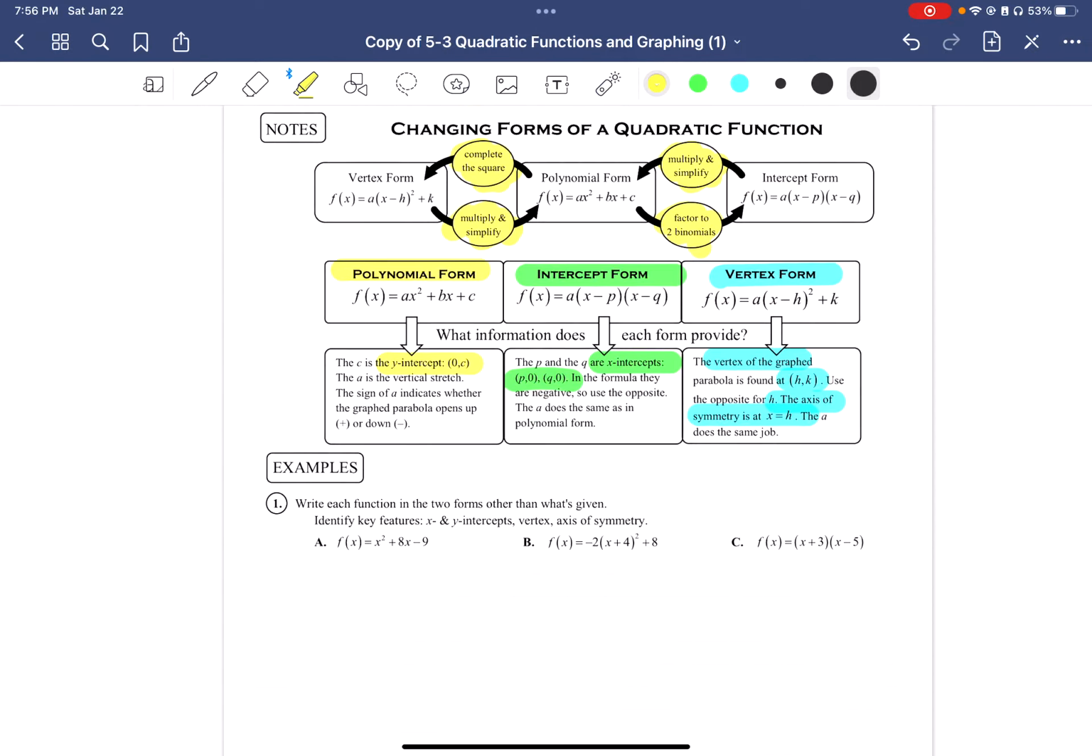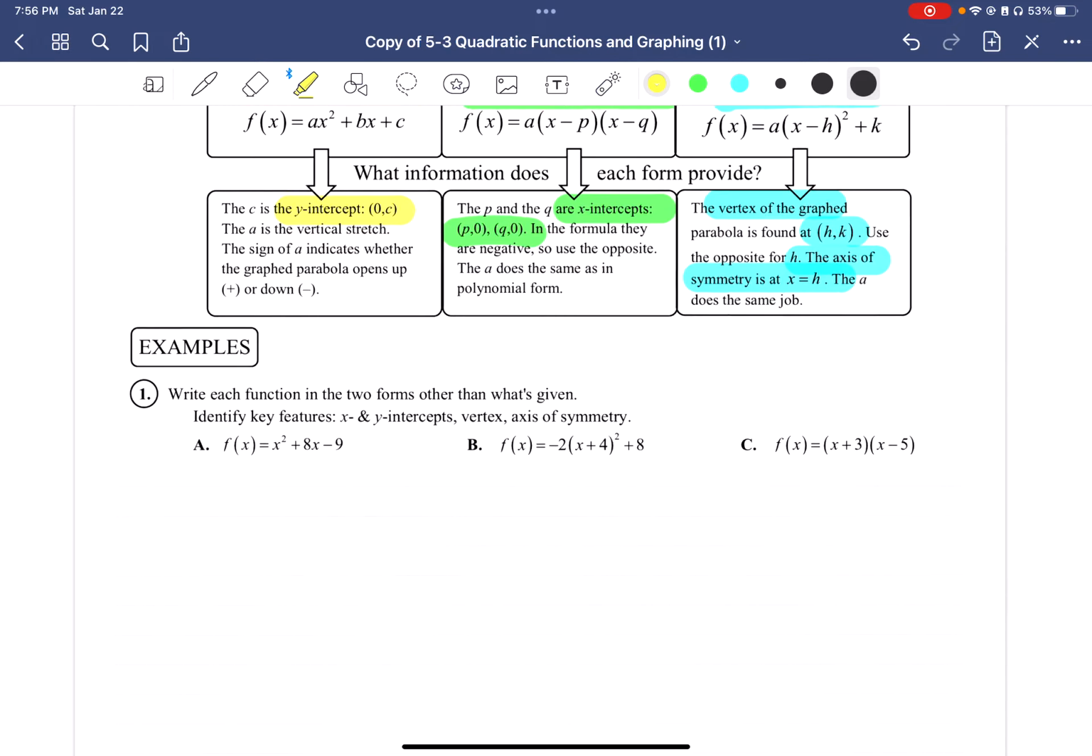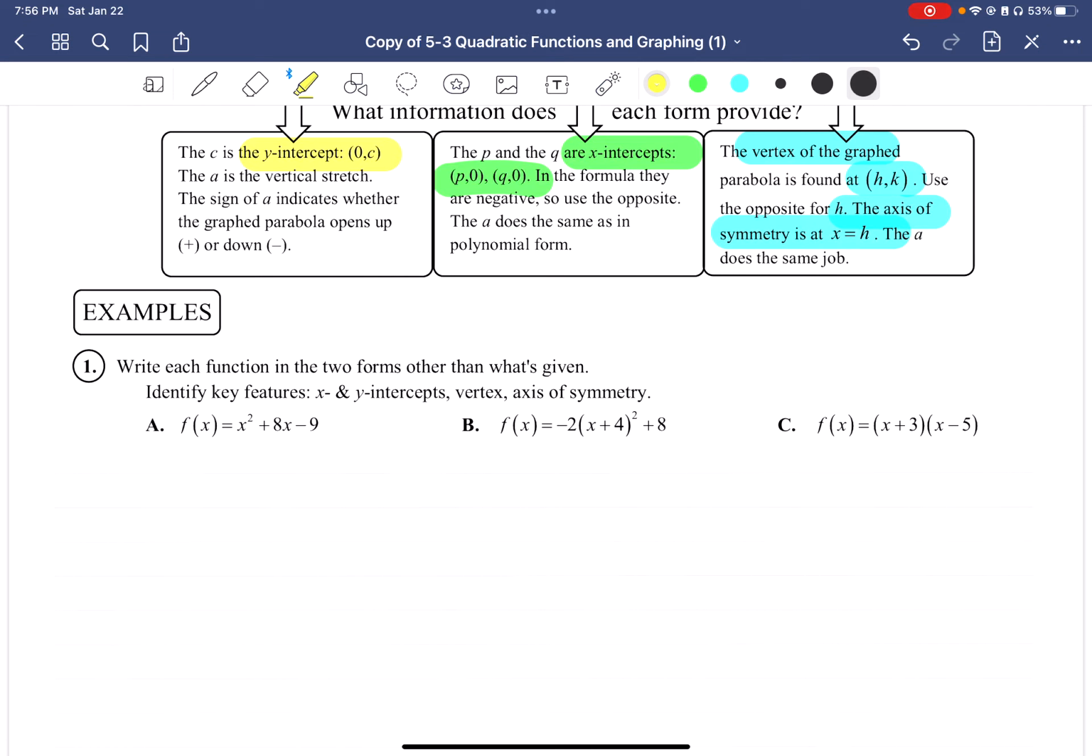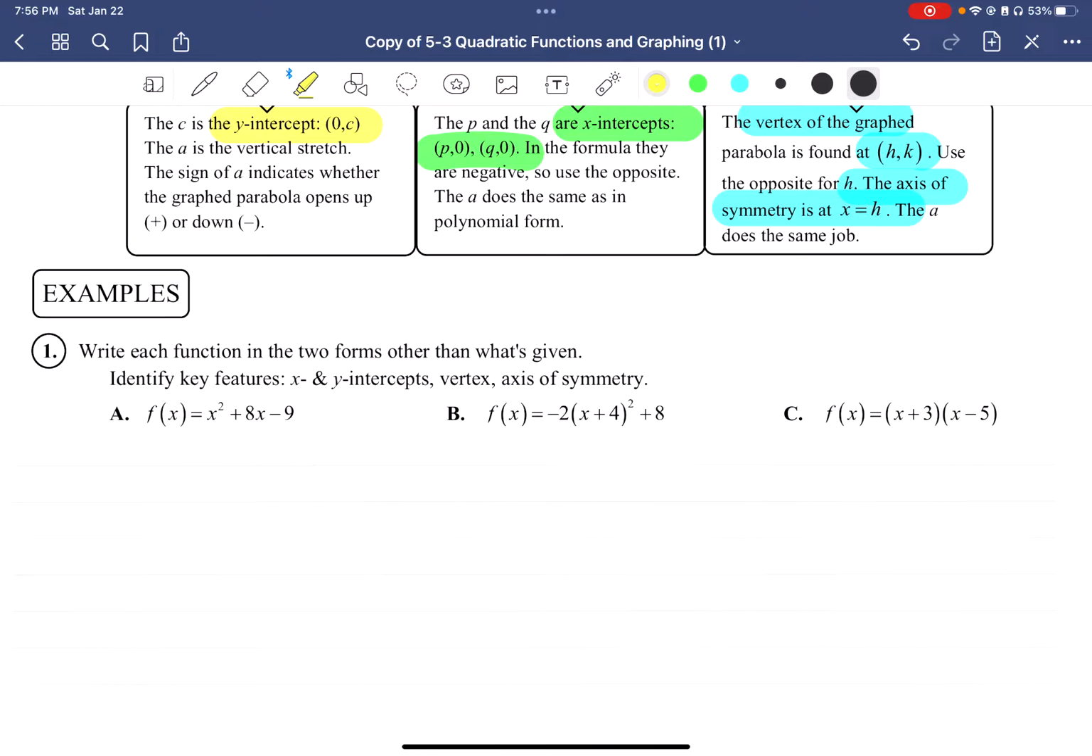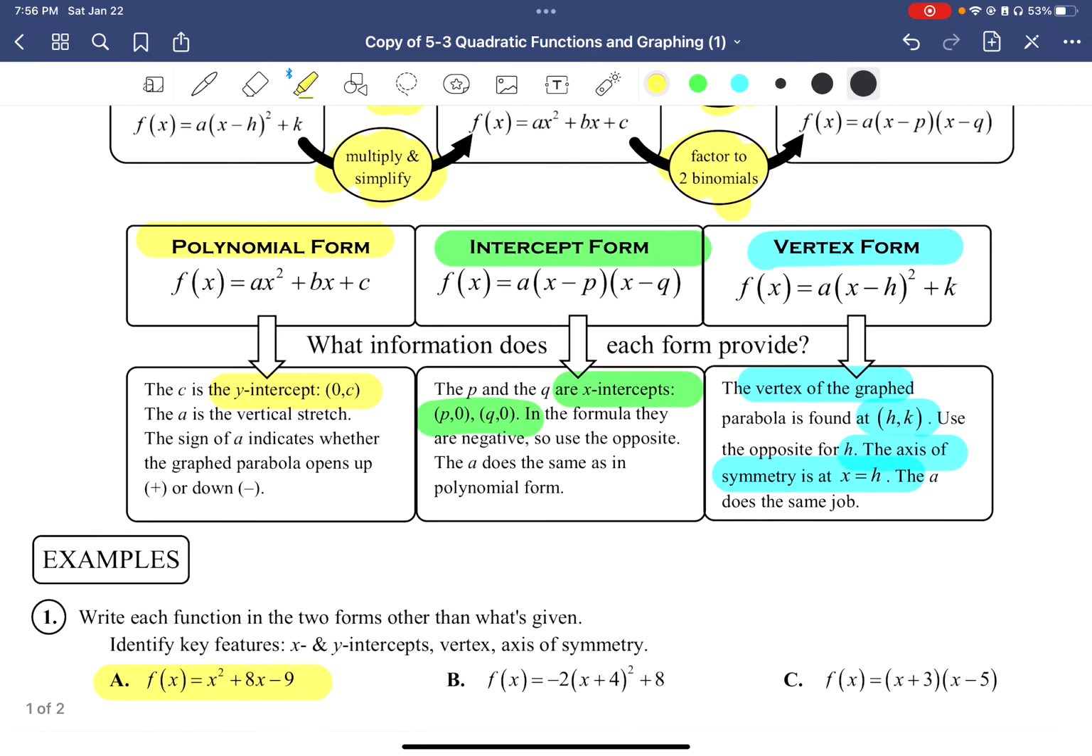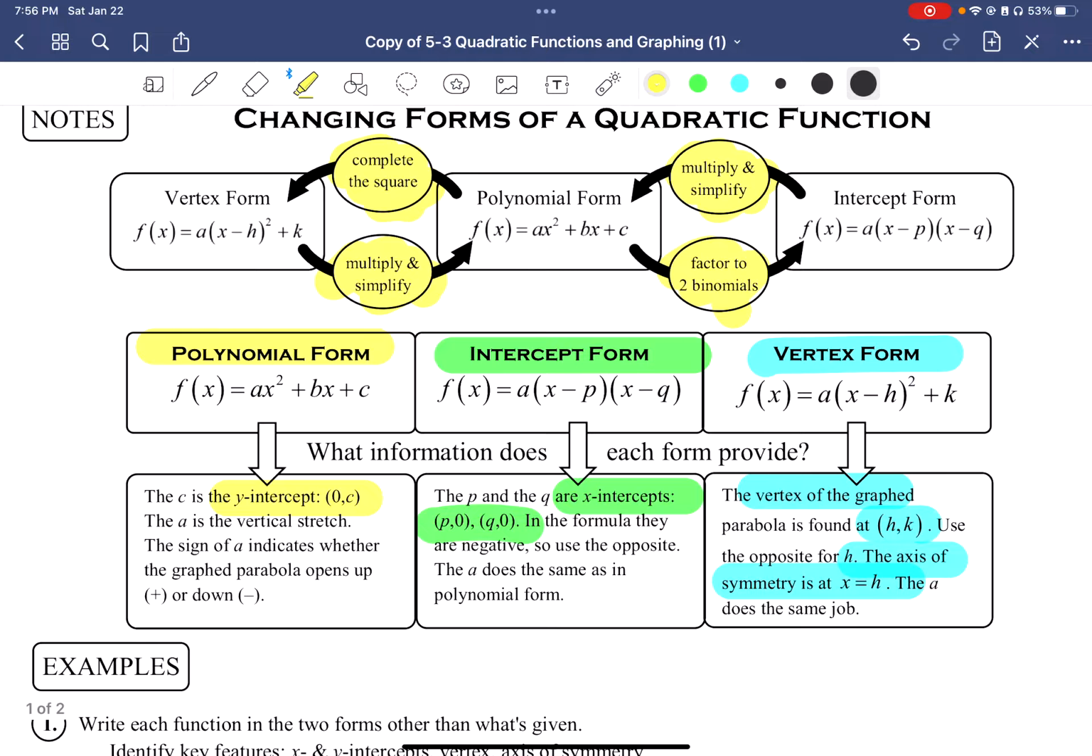So let's start with number one. Well, let's start with A. There only is one example. Part A is in polynomial form. And so let's go back up and look at our graphic. When we're in polynomial form, this is where we actually get a choice if we want to go to vertex form or if we want to go to intercept form. Since we most recently did completing the square in lesson 5.2, let's go ahead and do that.